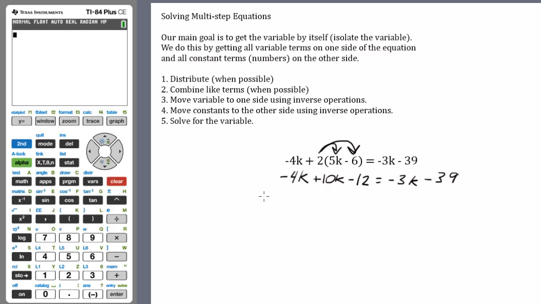Okay, now what can we do? On this side, we have like terms, 10k and negative 4k. So what's 10k minus 4k? 6k, I'm just combining those, minus 12 equals negative 3k minus 39. This side I haven't touched yet.